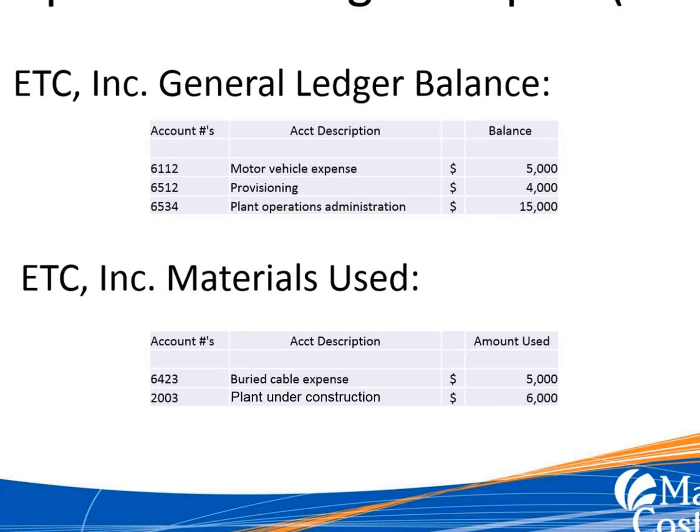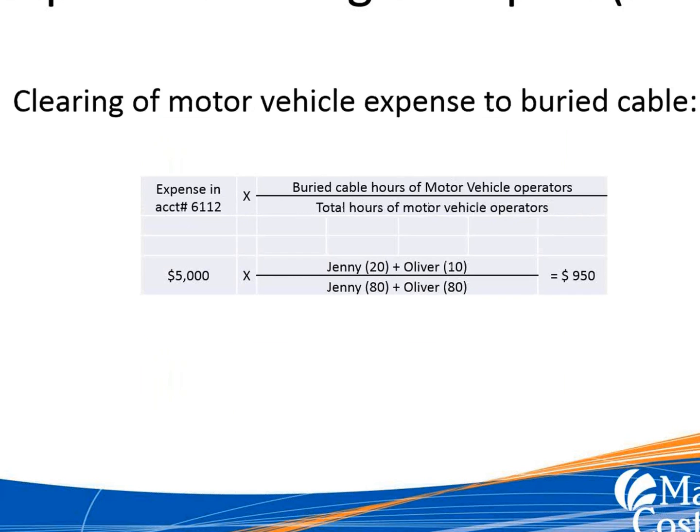So what we would do is, we've got posted into the expense account in 6112, then $5,000. You would take the buried cable hours of motor vehicle operators and divide that by the total hours of motor vehicle operators and multiply that times what the balance is in the 6112 account. So Jenny has 20 hours, Oliver has 10 hours. So take that, divide it by Jenny with the total hours of 80 and Oliver with the total hours of 80, totaling 160. Multiply that number times $5,000. Your amount to clear is $950.